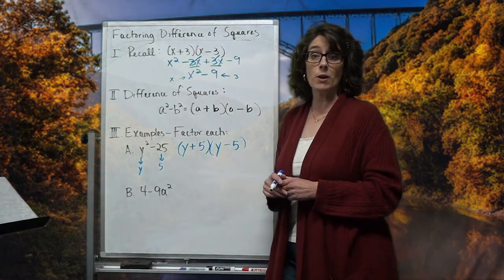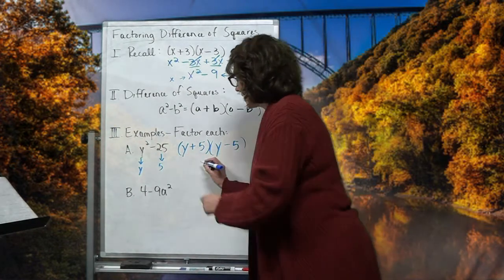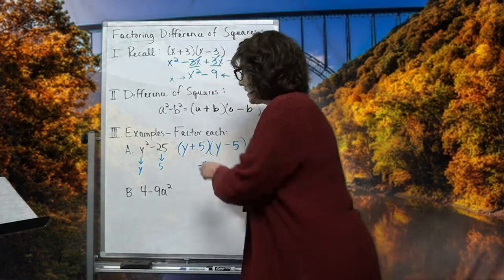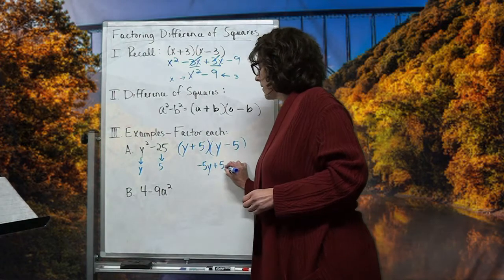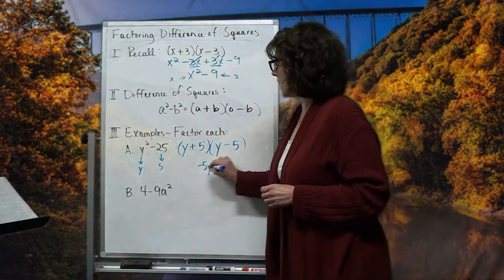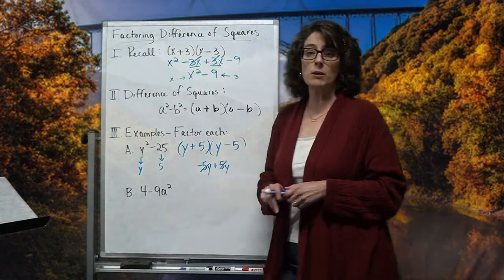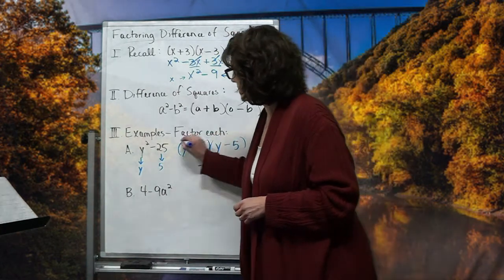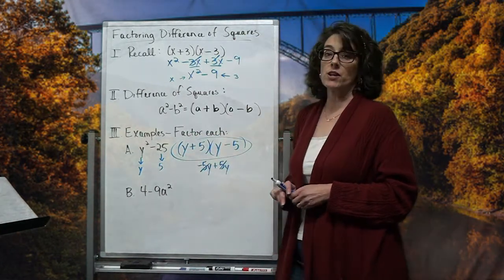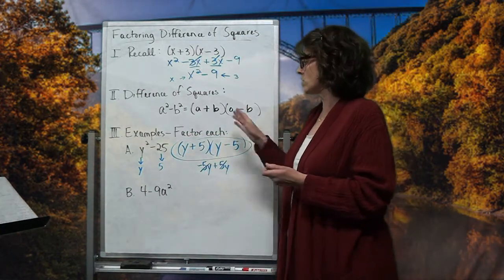Outsides and insides is what I'm worried about. Out here, I get a negative 5y. In here, I get a positive 5y. And those two cancel, and I need them to cancel because I don't have a middle term in there. So I know that this is, in fact, the correct way to factor it. And it does follow the pattern that we just discussed.